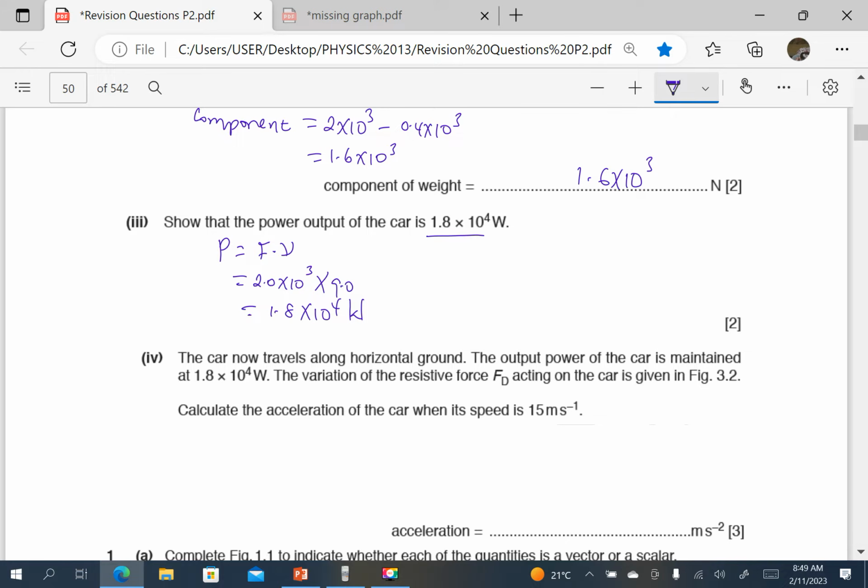The car now travels along a horizontal ground. The output power of the car is maintained at 1.8 times 10 power 4 watts. The variation of the resistive force Fd acting on the car is given in figure 3.2. So it means we are using the same figure for the variation of the resistive force with speed.